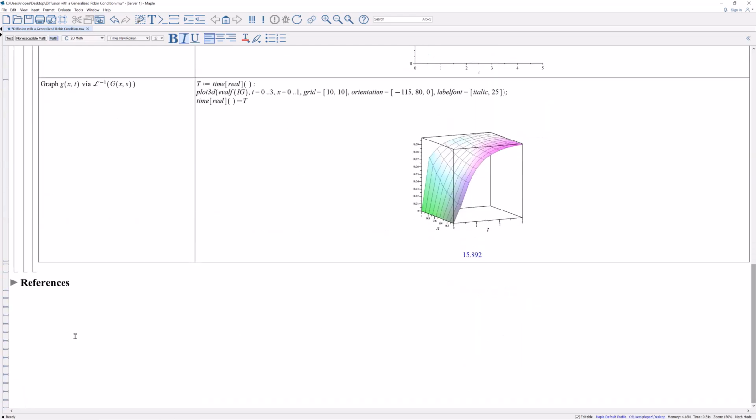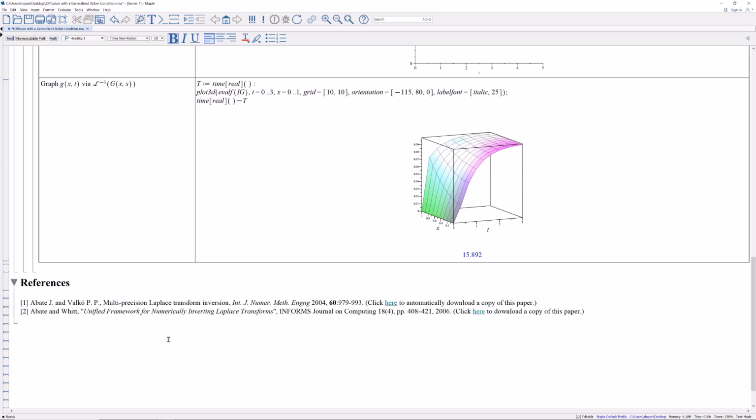Now, the last thing I want to show you would be these two references that I made use of. This is for the numeric evaluation of the Bromwich integral on a deformed contour. If you click here, you will automatically download a copy of the paper. My experience is that the click automatically downloads. This reference is the one I believe was used by Maplesoft when they implemented their algorithms for numeric inversion of Laplace transforms.